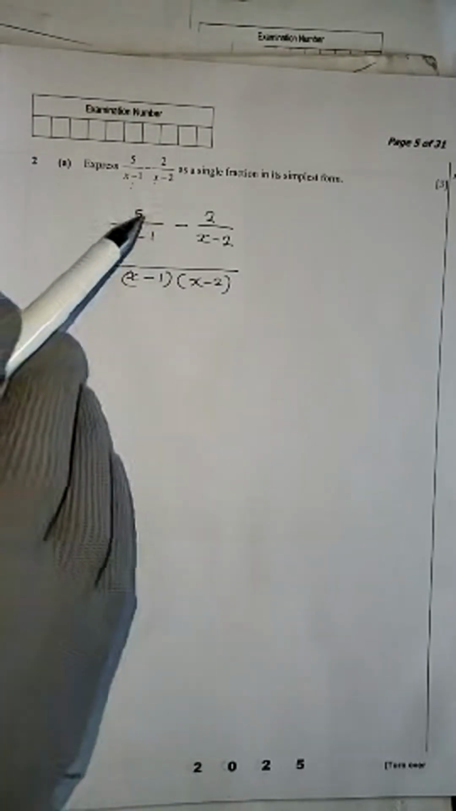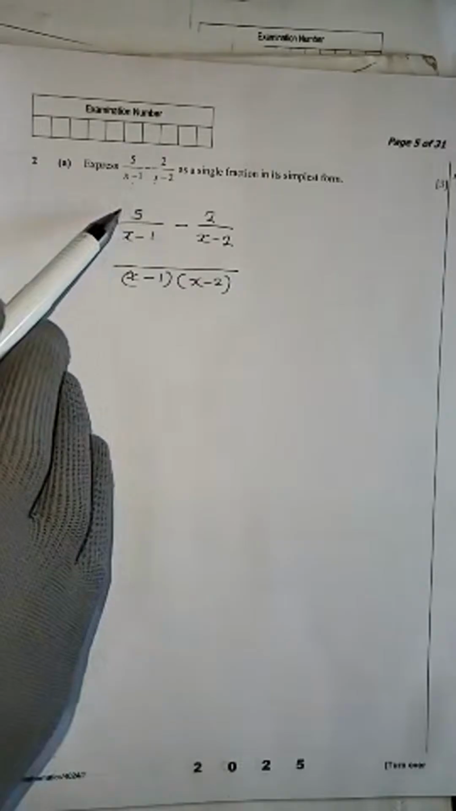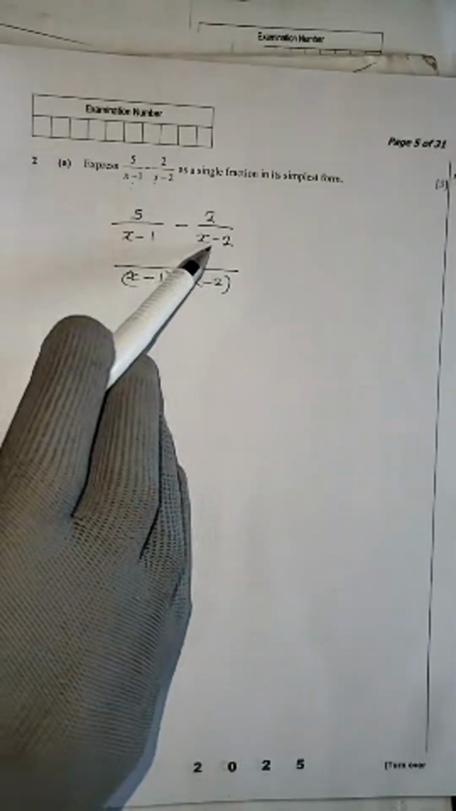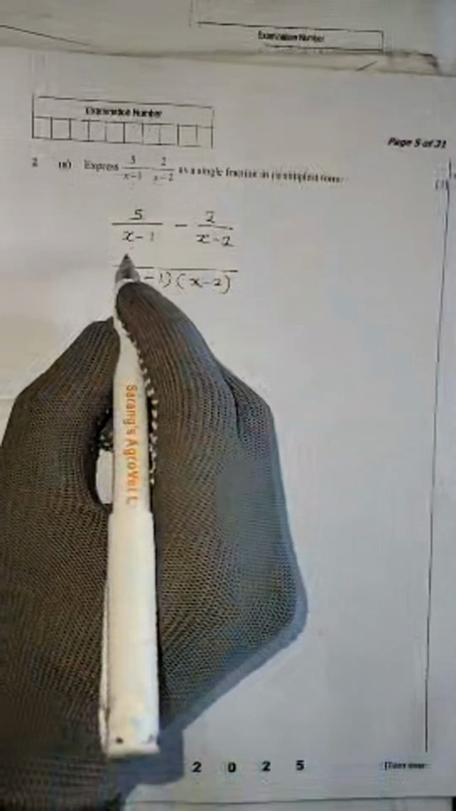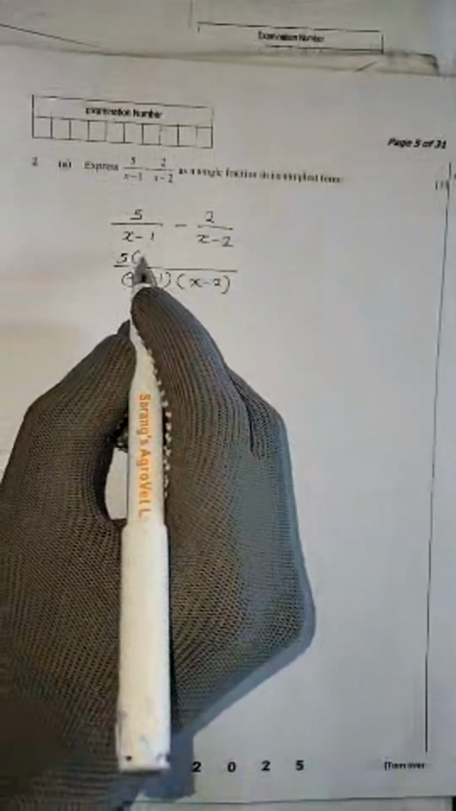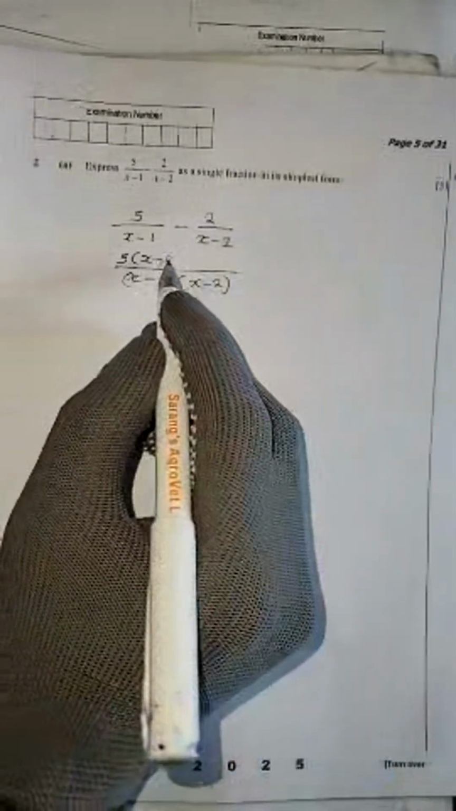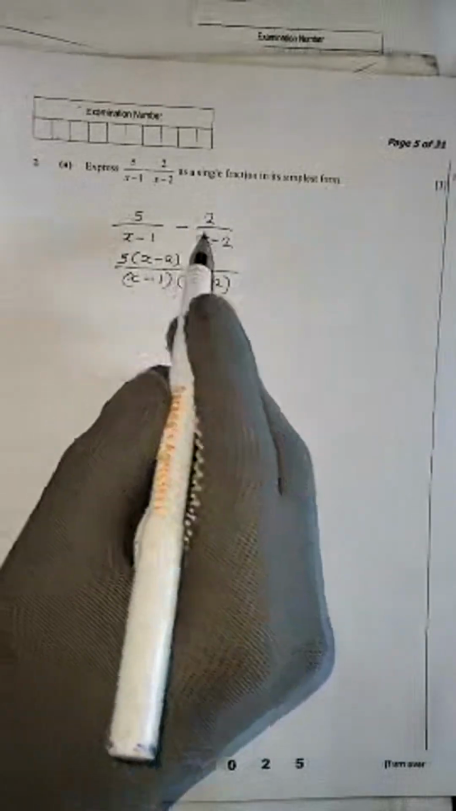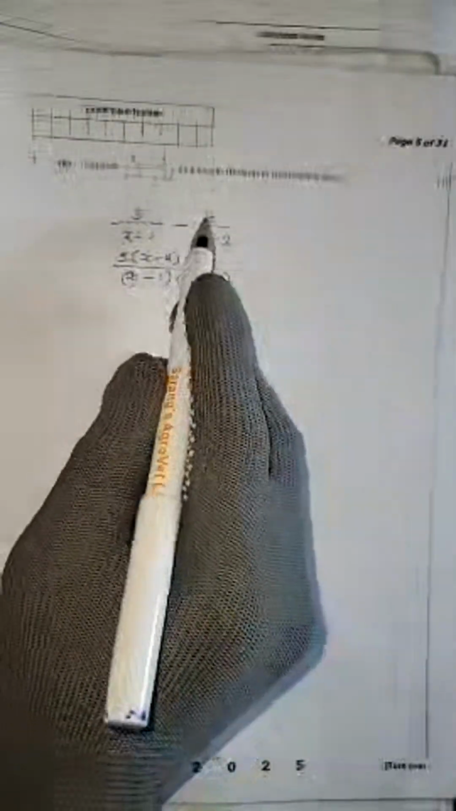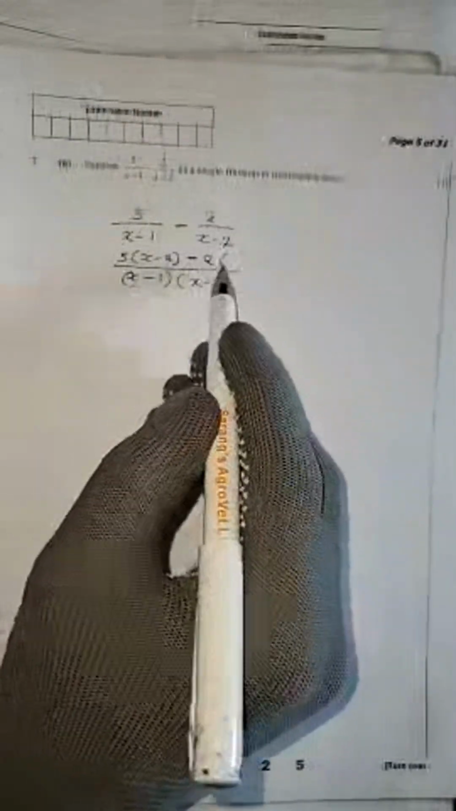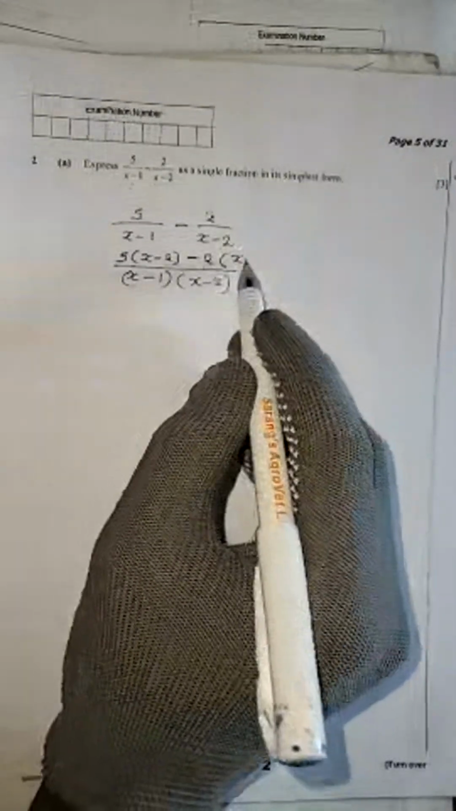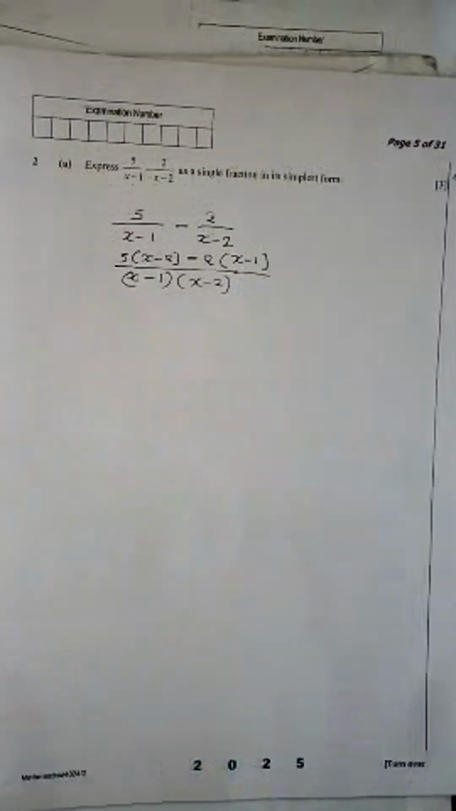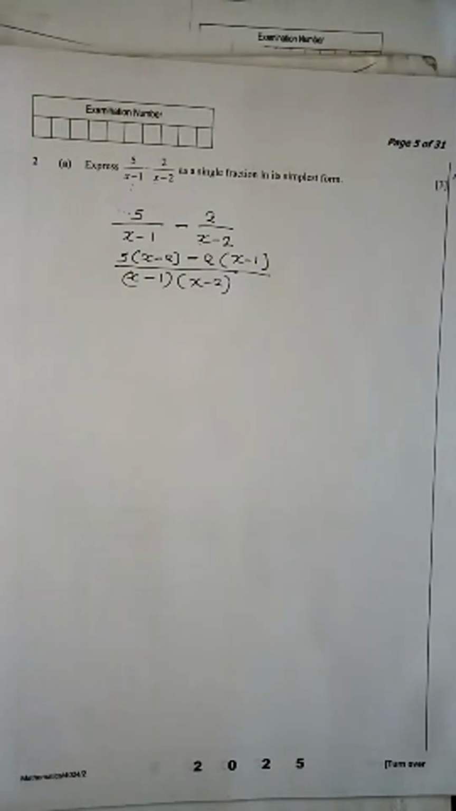This is what you do. Multiply this number here on the left side by this denominator. So I'm going to just show 5 multiplied by x minus 2. Then whatever sign is here, which is a minus, then this 2 multiplied by this denominator, which is x minus 1. Okay, then you proceed solving.